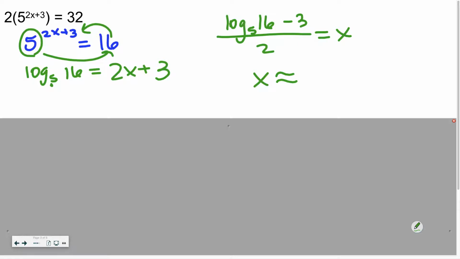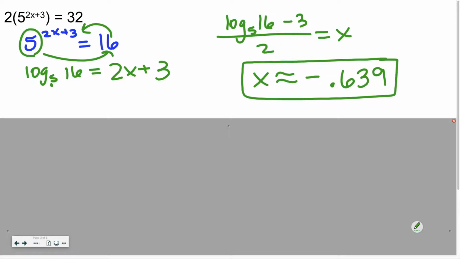Madeline, what are you getting in your calculator? Okay, let's go ahead and round to 3 decimal places. I think that's what I'll ask you to do on your test. So we'll do 3 decimal places right now. Are you getting negative 0.639? Did you have a question?